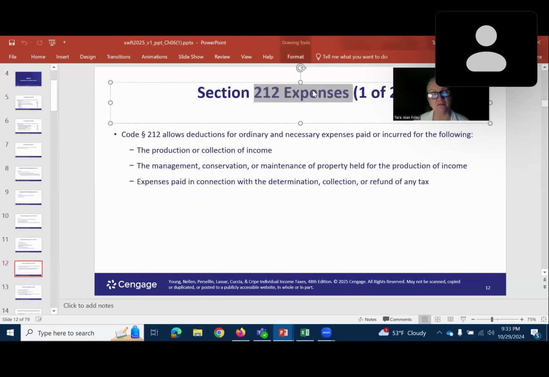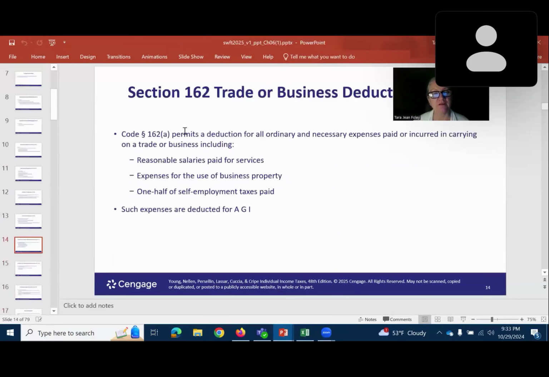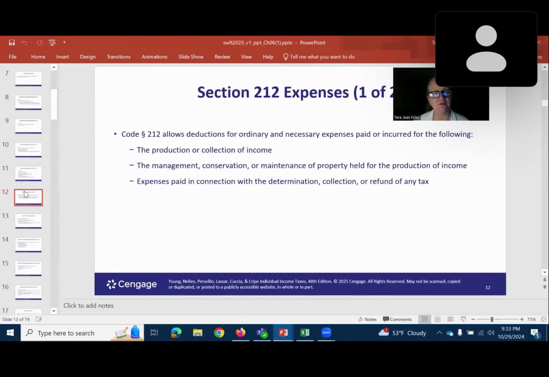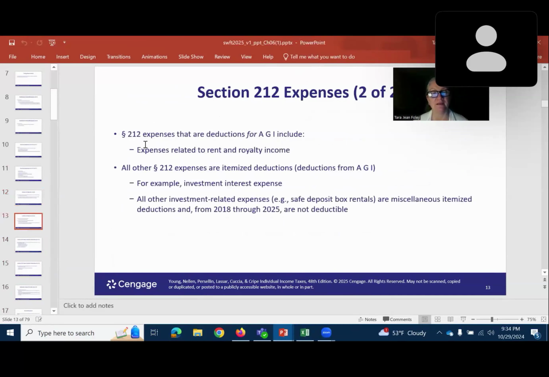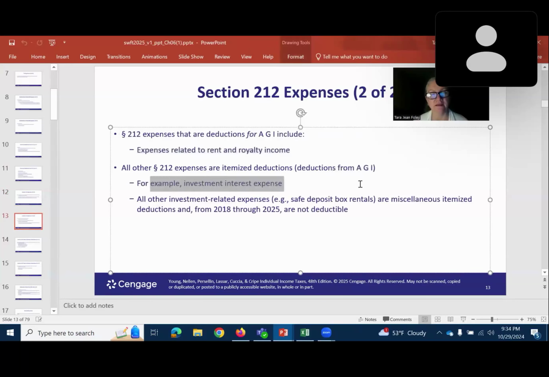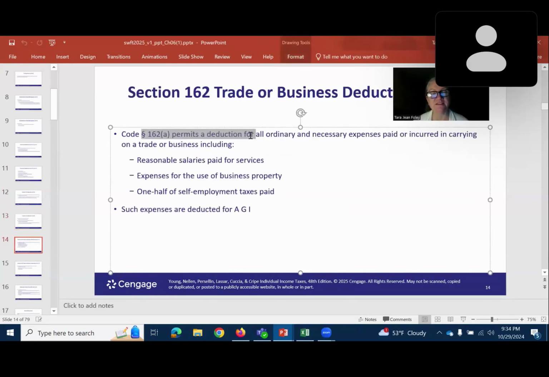Section 212. And then we're going to talk about Section 162. Section 212 allows ordinary and necessary expenses paid for the production of income, for expenses paid in determination or collection of tax. 212 is about income, rental and royalty income. Section 162 is ordinary expenses for carrying on a trade or business. So business expenses are generally always deductible, generally.